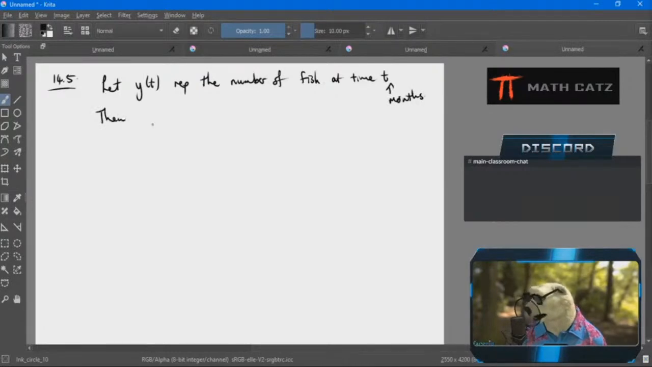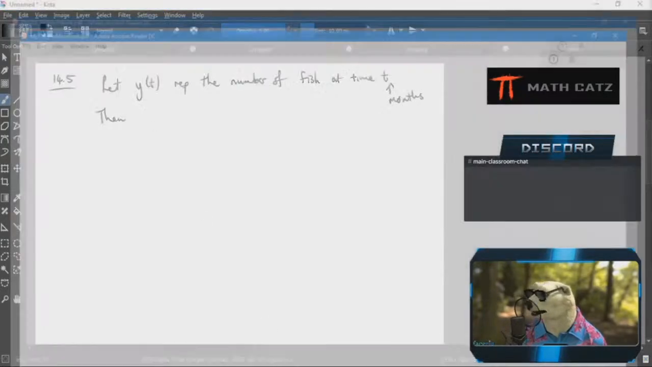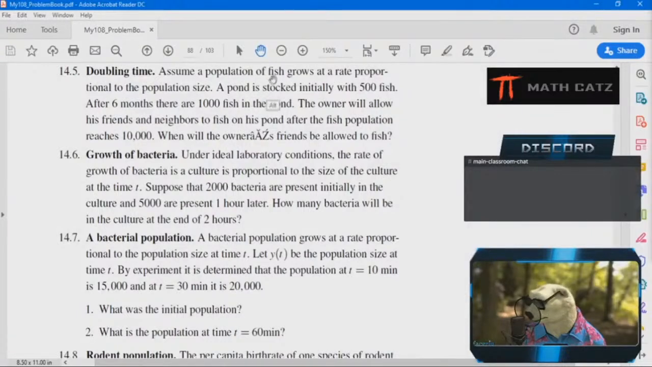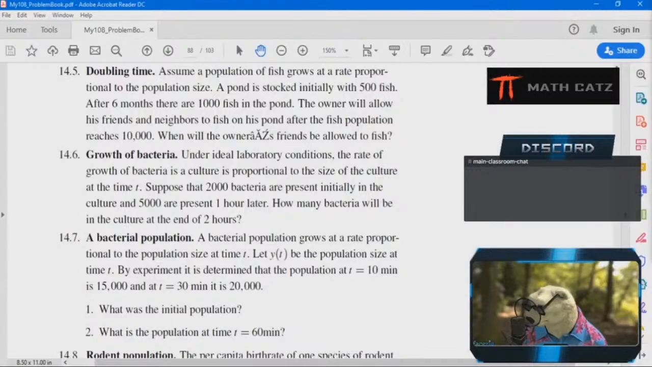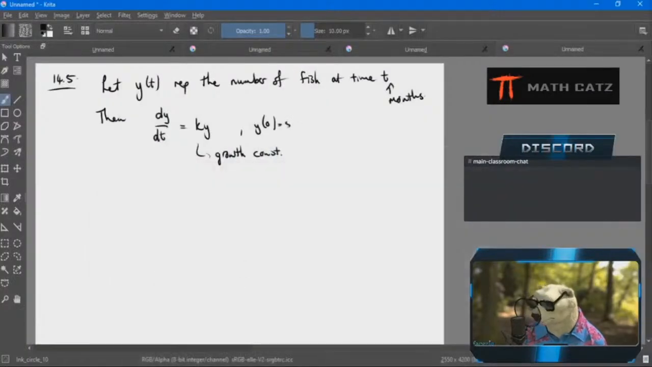Then, the fact that they tell me the population of fish grows at a rate proportional to the population size, that allows me to translate the sentence into a differential equation. K is my growth constant, and again, I don't know it right now, but that's not a big deal. Initial population, initial number of fish, 500. So I have most of it.